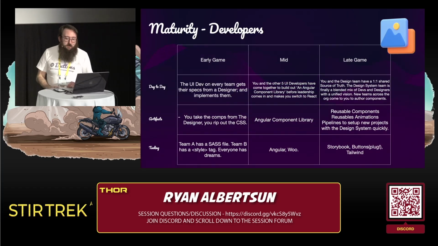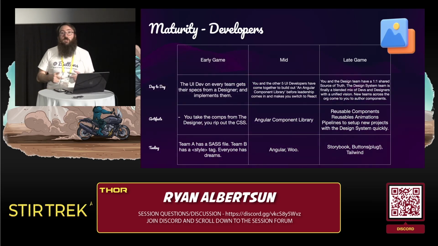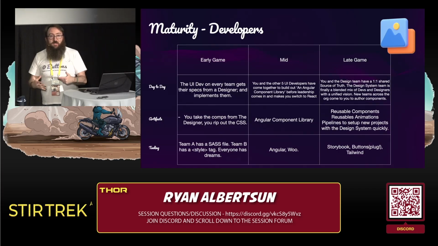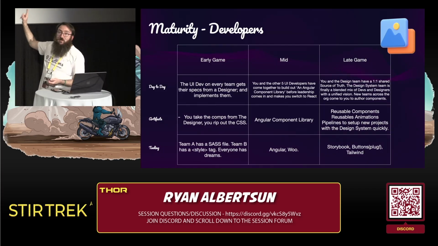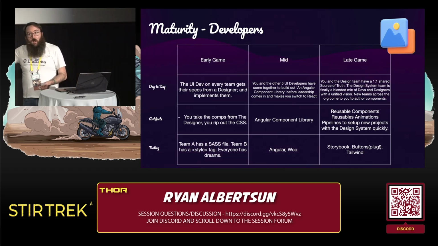When you hit late game, you and the designers are on a one-to-one source of truth. And you have used communication to build pipelines to keep it updated. This is where most design systems, when you get them up and running, will fail. I have a slide later on that will go into it if we get that far, but updating is where things get hard.